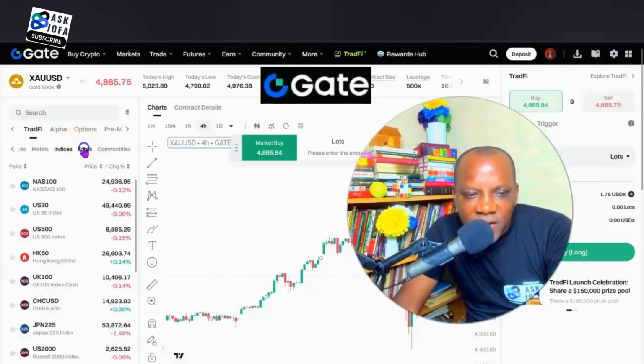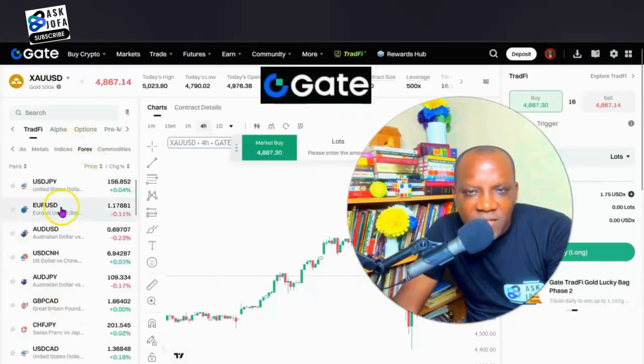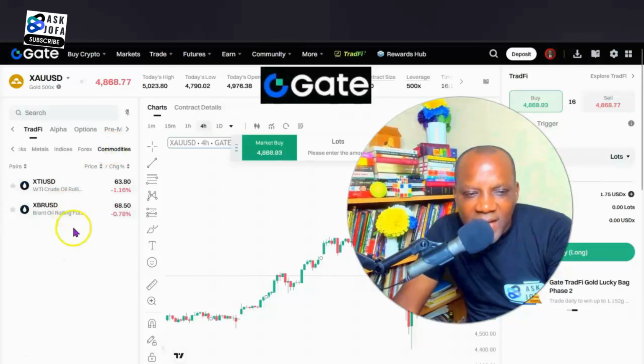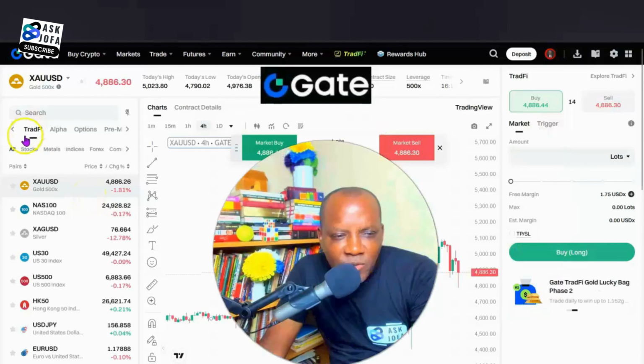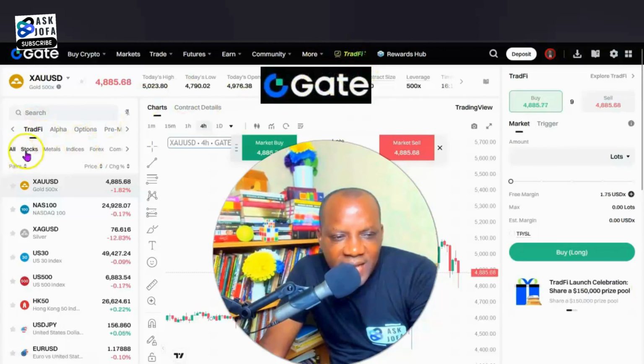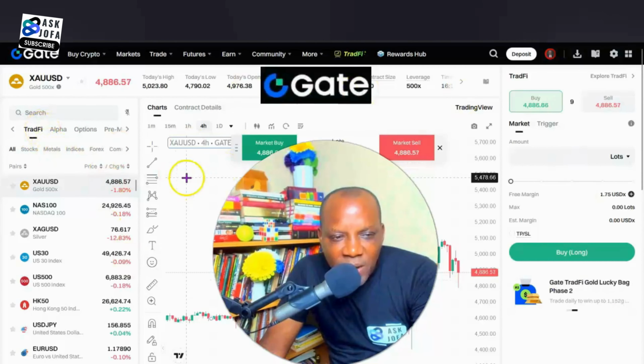And this is Forex. You'll be able to trade different currencies from different countries using your USDT. And these are commodities, oil and gas. You can also trade that using your USDT on the Gate Exchange platform. Don't forget, we're dealing with TradFi before we get here, and these are the assets. When you click TradFi using the web like this, I will show you how to do that on the mobile app too.